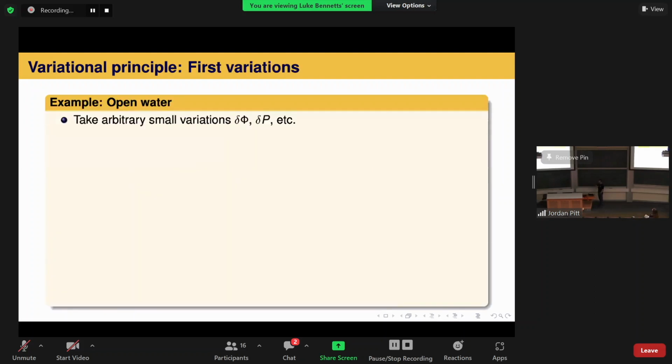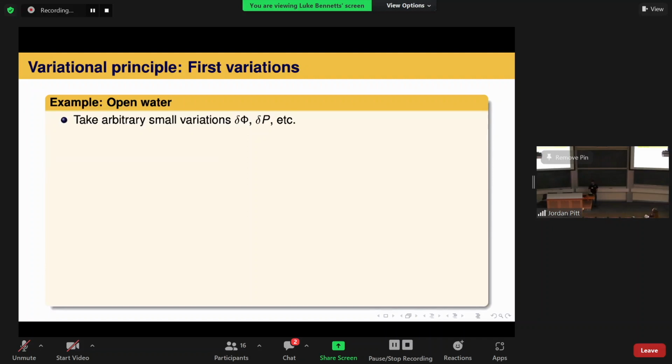Another fun part, we're going to take small variations with respect to all of the unknowns. So for the open water, there are going to be variations in the potential phi, in the pressure P, in all the surfaces and all the applied stresses.